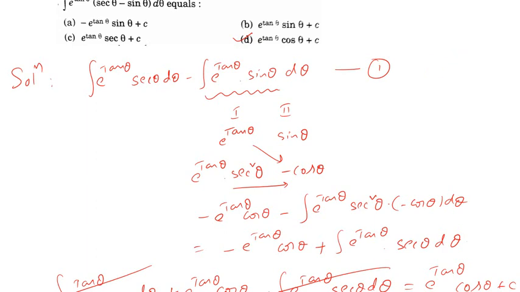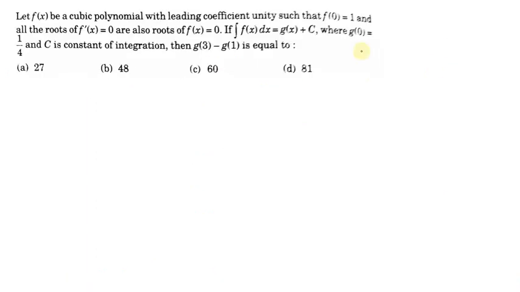Now come to the second question. F of x is a cubic polynomial with the leading coefficient unity. F of x is a cubic polynomial and I have to maintain the highest degree coefficient as 1, and f of 0 is also given as 1, and all the roots of f dash x equals 0 are also the roots of f of x equals 0.